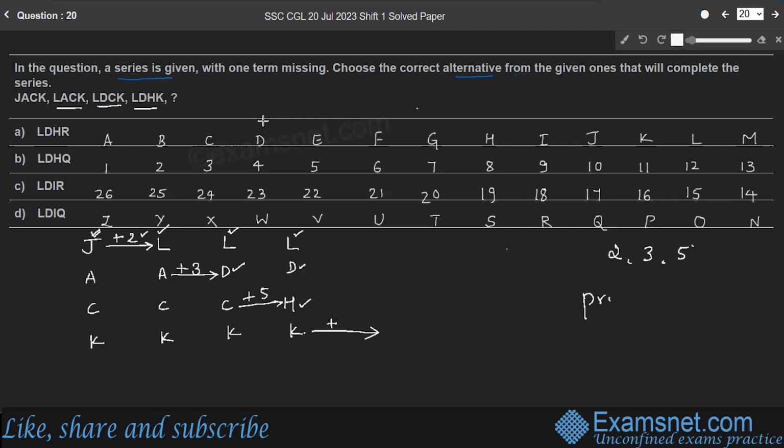These are consecutive prime numbers. Therefore, the next number to be added is 7, which is the next prime number after 5. So K plus 7. K is 11, and 11 plus 7 is 18, which is R. Therefore, K plus 7 is R, and the remaining letters will be the same. L, D, H unchanged. L, D, H, R is the fifth cluster. So look at the options: L, D, H, R. Option A is the right answer.